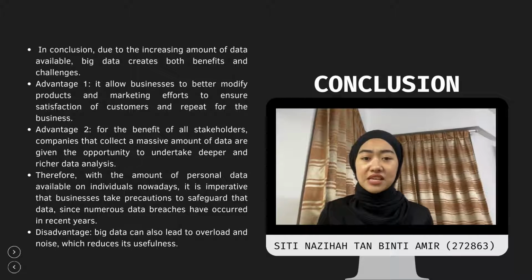Despite all of the advantages, big data can also lead to overload and noise, which reduce its usefulness. Thus, the larger volume of data must be handled, and it must be determined which data reflects signals against noise. So a critical issue is now to determine what makes the data relevant.